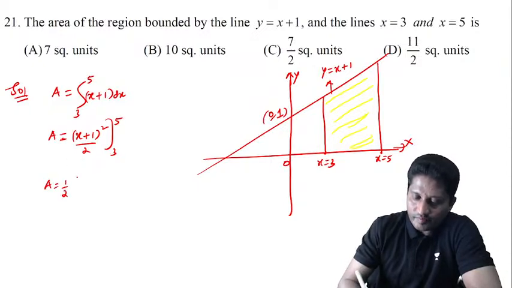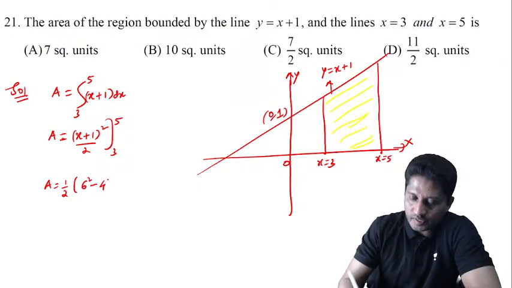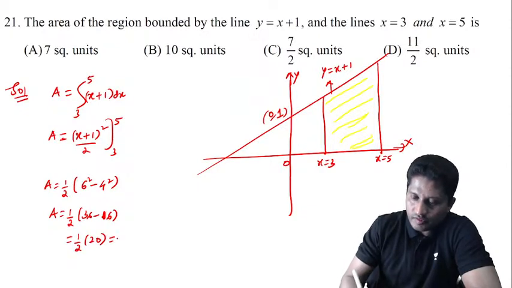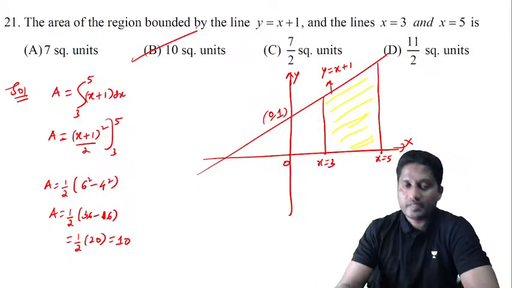Area is equal to half of the upper limit, 5 plus 1 the whole square, that is 6 square, minus the lower limit, 3 plus 1 the whole square, is 4 square. So this is 36 minus 16, which is half of 20, which is equal to 10 square units. Answer is option B.